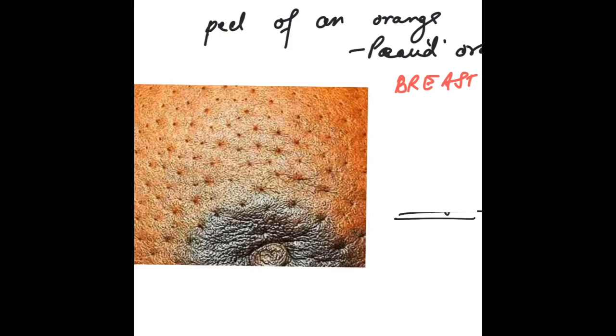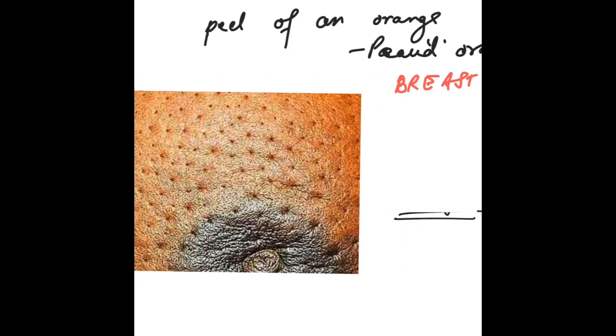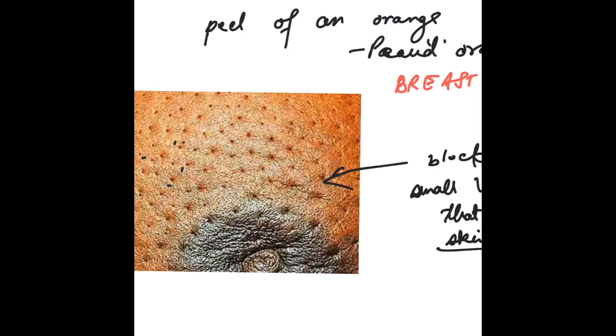Sometimes the skin over the swelling may look like the peel of an orange, and it's called peau d'orange. This is seen in malignancy, breast carcinoma. Can you see this dimpling? This dimpling everywhere, making it feel like the peel of an orange. Okay, why does this happen? This happens because of blockage of the small lymphatics that drain the skin. Okay, and this is called peau d'orange, and this signifies breast carcinoma. Right?